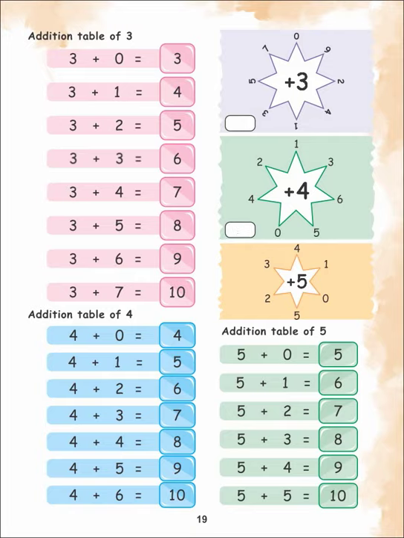Addition table of 5. 5 plus 0, 5. 5 plus 1, 6. 5 plus 2, 7. 5 plus 3, 8. 5 plus 4, 9. 5 plus 5, 10. 5 plus 4, 9. 5 plus 1, 6. 5 plus 0, 5. 5 plus 5, 10. 5 plus 2, 7. 5 plus 3, 8.